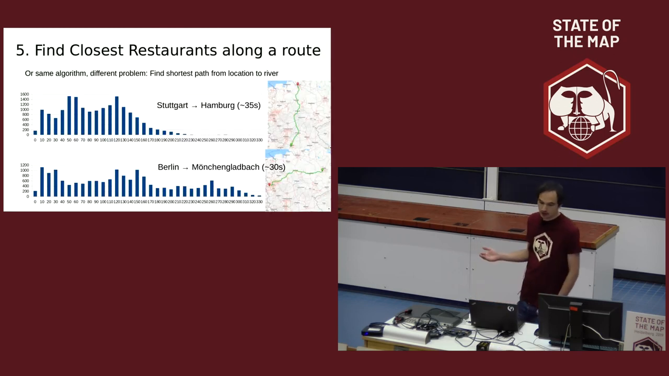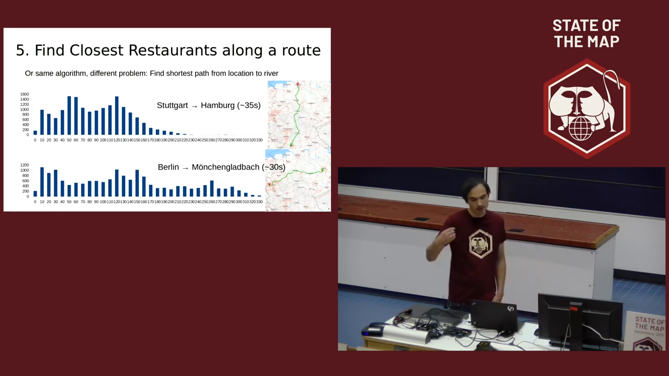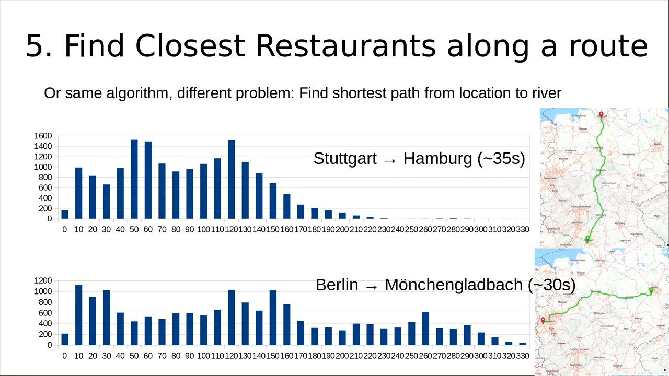And as I said already, you can do this with multi-source isochrone or multi-source reachability. So what I've done now is to calculate a route, first of all, from Stuttgart to Hamburg, for example, so south to north, and then initialize the route as a starting point and then explore the whole graph to the west and to the east at the same time, and then get back the restaurants for a specific driving time and put them in the histogram. You can think about this, or the same algorithm can also be used, to find the shortest path from a location to a river, or from a river to something. So it's really interesting what you can do with just Dijkstra or just this reachability analysis, and also with many locations.